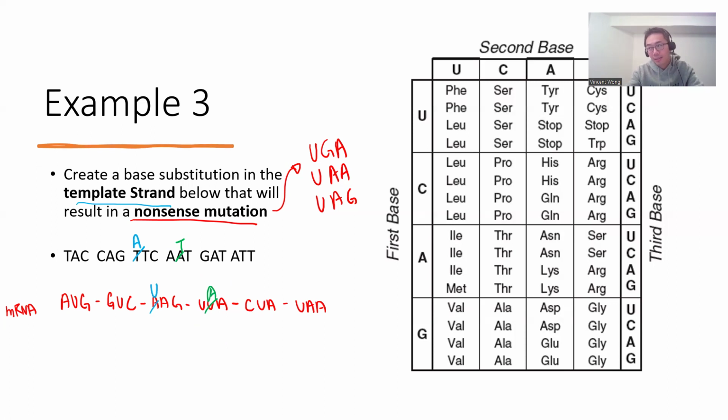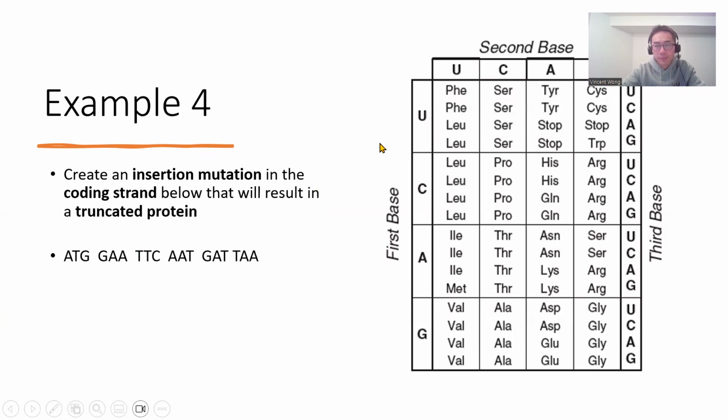In a way, it's kind of scary because mutation can happen anywhere along the way, and it could really mess up the protein. Okay, last one here. Create an insertion mutation in the coding strand that will result in a truncated protein. So this is back to coding, which is great because I can just copy it.